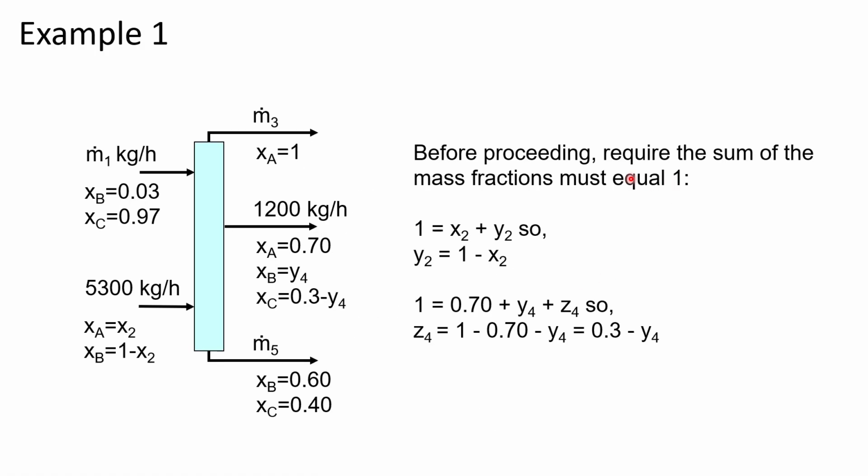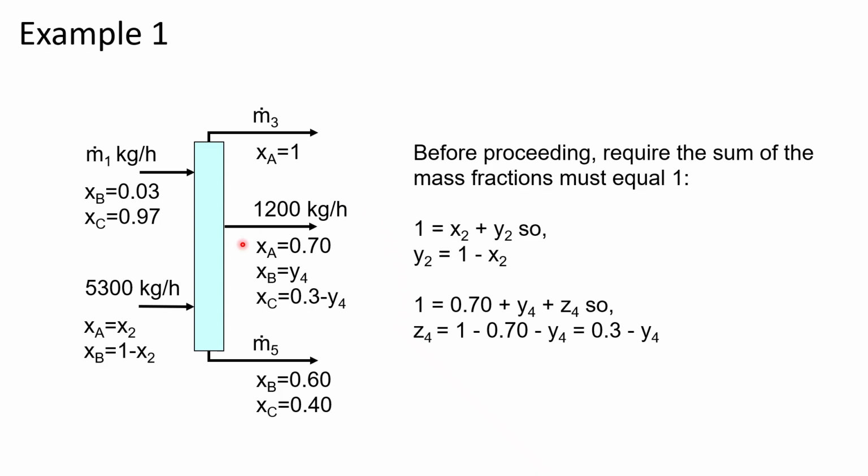Before proceeding, let's look at this diagram as it's been presented to us. Let's make sure that the sum of the mass fractions equals 1. If they don't, or if we haven't made use of that piece of information, we might be able to reduce the number of unknowns in this process flow diagram and simplify our work. First, let's look at the stream over here. If you remember, it was originally labeled as X2 and Y2. However, if we force the sum of X2 and Y2 to be equal to 1, then Y2 can be written as just 1 minus X2, and that's been substituted here.